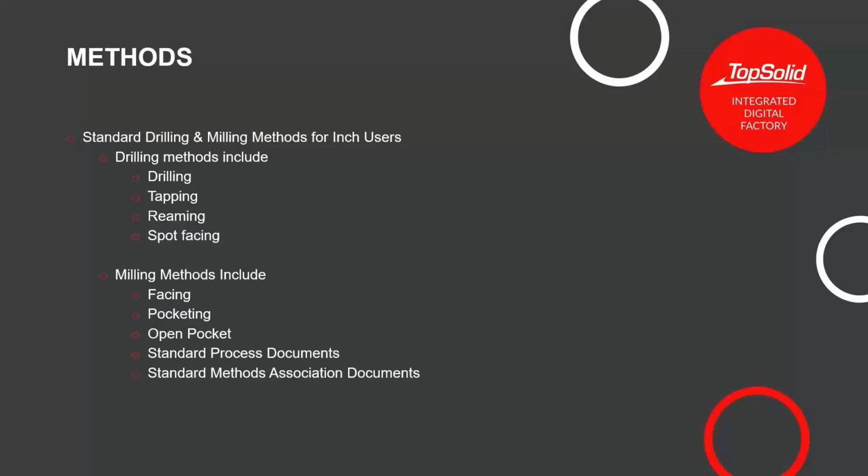Okay? So, first off, we did standard drilling and milling methods for inch users. The drilling methods include drilling, tapping, reaming, spot facing. We did standard milling methods, including facing, pocketing, open pocketing, things like that, as well as side milling. I don't have it written there, but it is there. It also includes standard process documents and standard association documents. And I'm going to explain what all that is for those of you who don't know what they are.